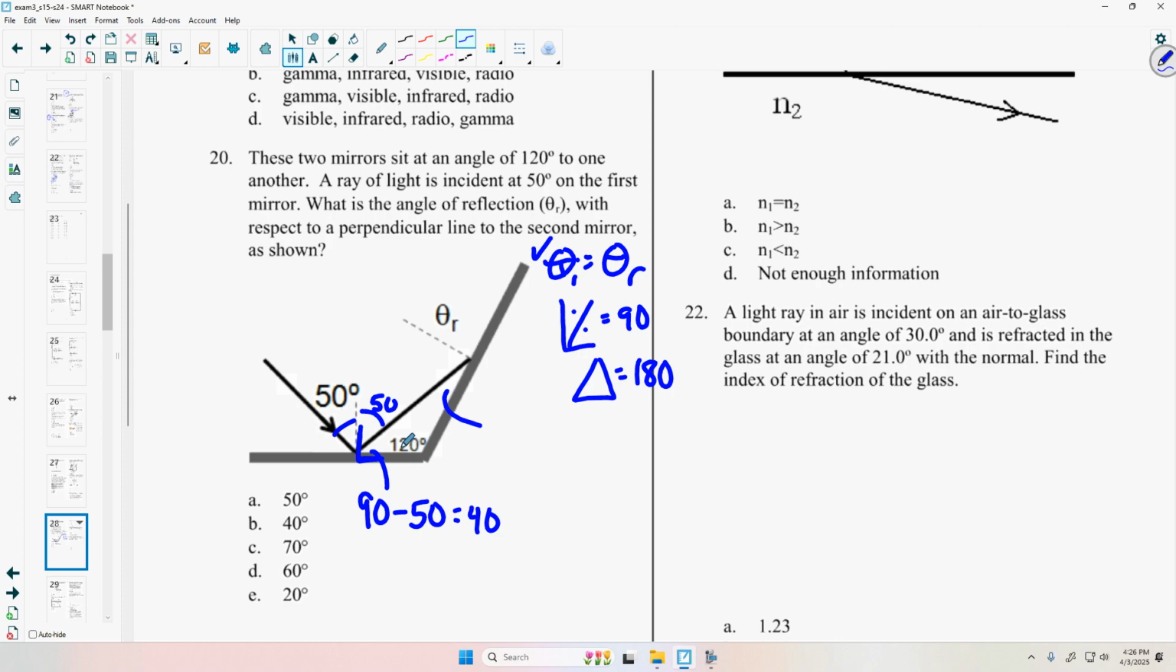And that means that this angle, because I have a triangle right here, it's not a right triangle, but that doesn't matter, it's always 180, is going to be 180 minus 120 minus 40. That's equal to 20 degrees. So this angle right here is 20 degrees. If that angle is 20, that means that this angle is 90 minus 20, which is 70 degrees, which means that this angle is also 70 degrees. Okay?